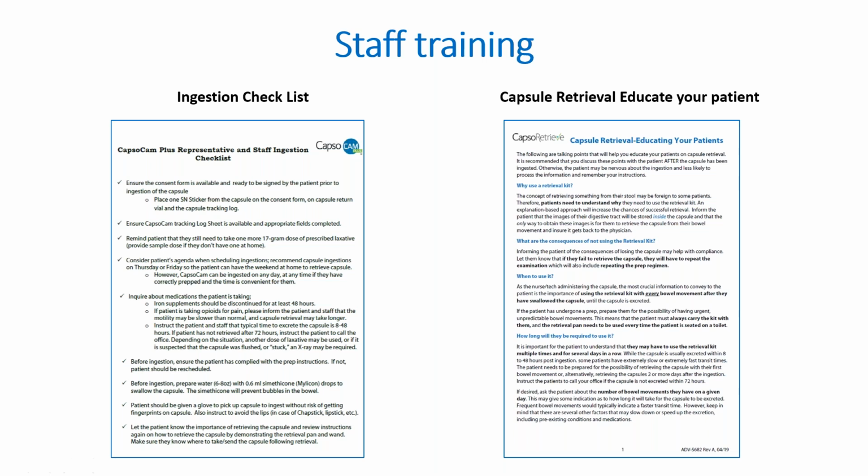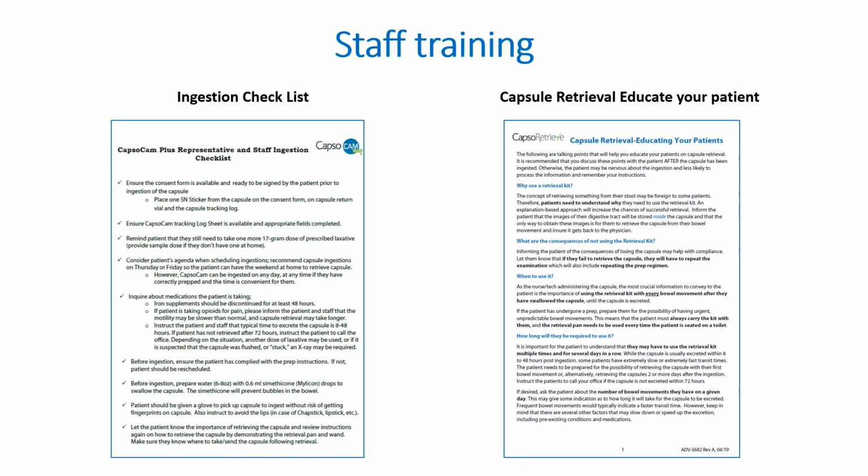This is also a staff training document that is made to remind staff how important it is to retrieve the capsule. Patients need to understand why they need to use the retrieval kit and how. An explanation-based approach will increase the chances of successful retrieval. Inform the patient that the images of their digestive tract will be stored inside the capsule, and that the only way to obtain these images is for them to retrieve the capsule from their bowel movement and ensure it gets back to the physician. Stress the consequences of losing the capsule.